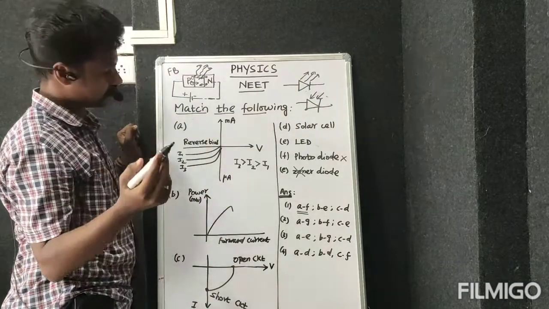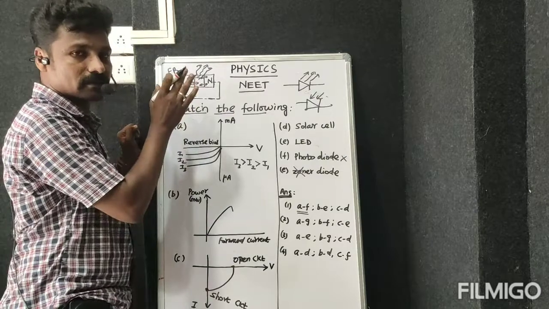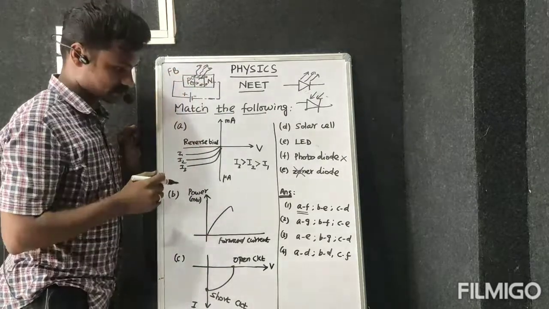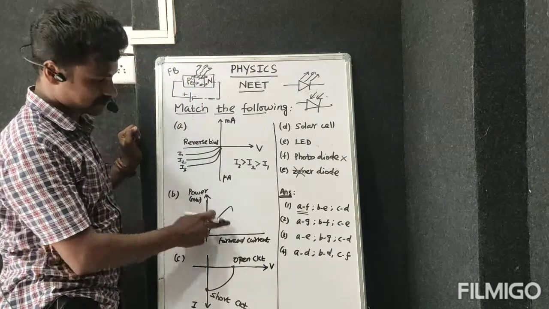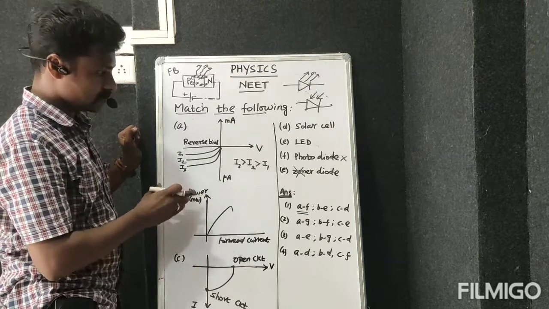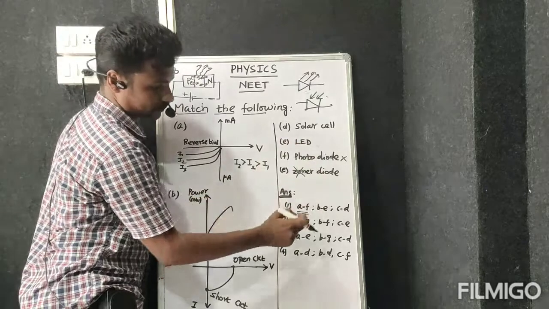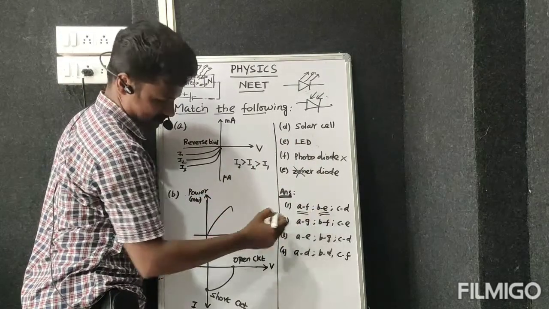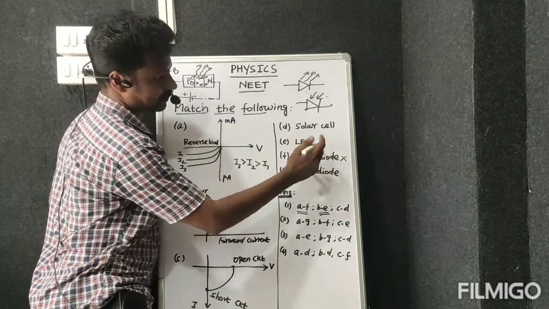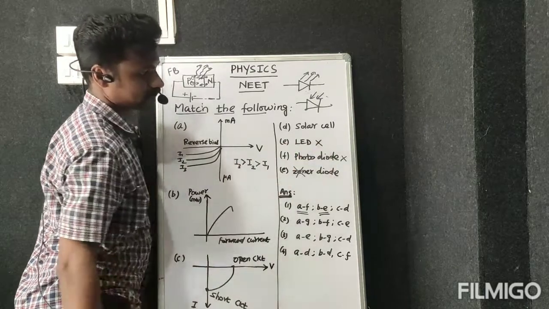So we know that it is purely forward bias. So there is a combination of forward bias. So the answer is what? Light emitting diode. So B is E, for B it is E, light emitting diode. So this is also over.